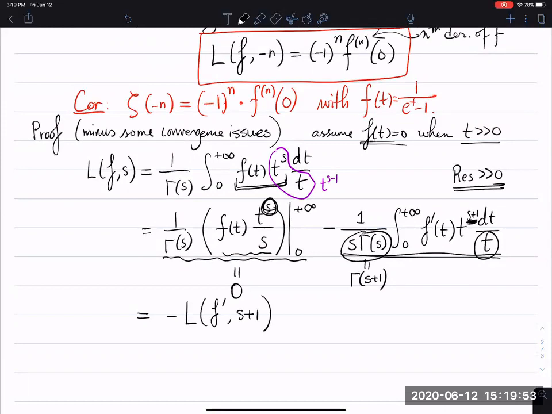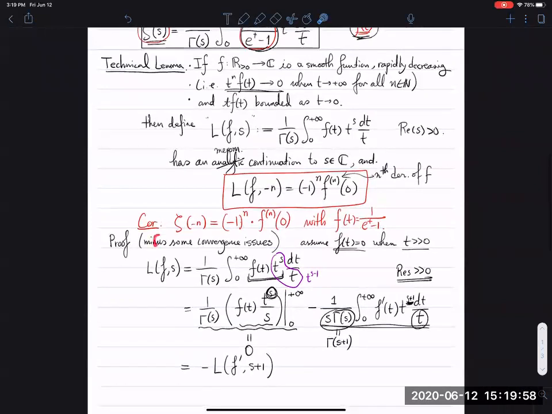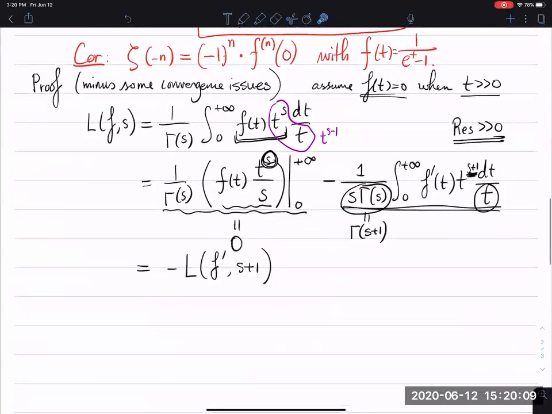And as I said, I'm going to ignore some convergence issues, and assume that this does have a meromorphic continuation. This gives you a way to relate L(f, s) with f' evaluated at s+1. You can continue this way and get to (-1)^(n+1) times L of the nth derivative of f at s+n+1.